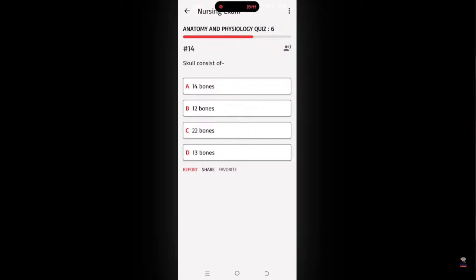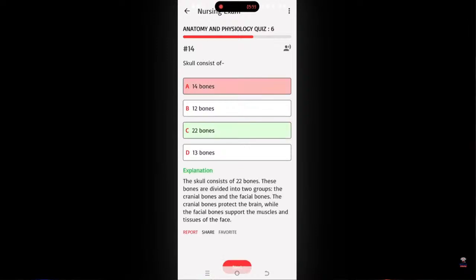Skull consists of: A. 14 bones, B. 12 bones, C. 22 bones, D. 13 bones. Correct answer is C. The skull consists of 22 bones. These bones are divided into two groups, the cranial bones and the facial bones. The cranial bones protect the brain, while the facial bones support the muscles and tissues of the face.